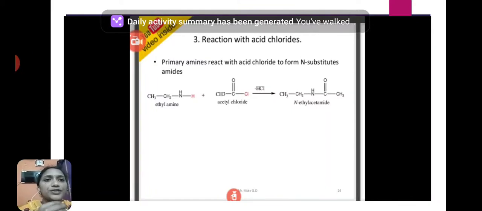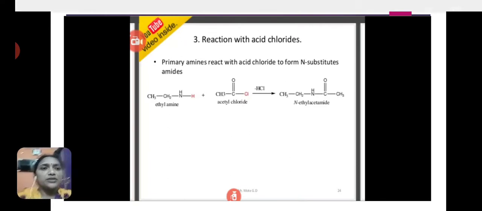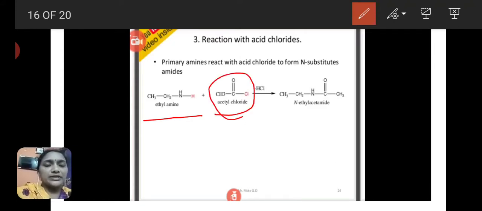Next, the third reaction is reaction with acid chlorides. Primary amines react with acid chloride to form N-substituted amides. When primary amines react with acid chlorides, amides are formed. Here this is ethanamine, CH3CH2NH2, a primary amine, which reacts with acetyl chloride, an acid chloride, loses HCl and forms an amide bond.